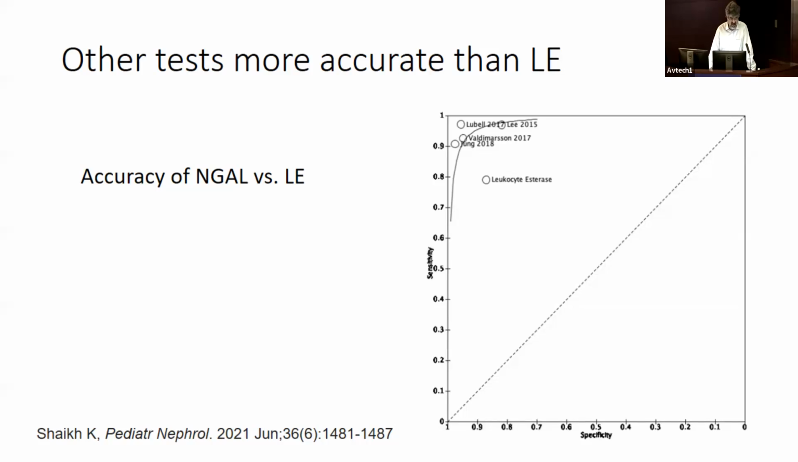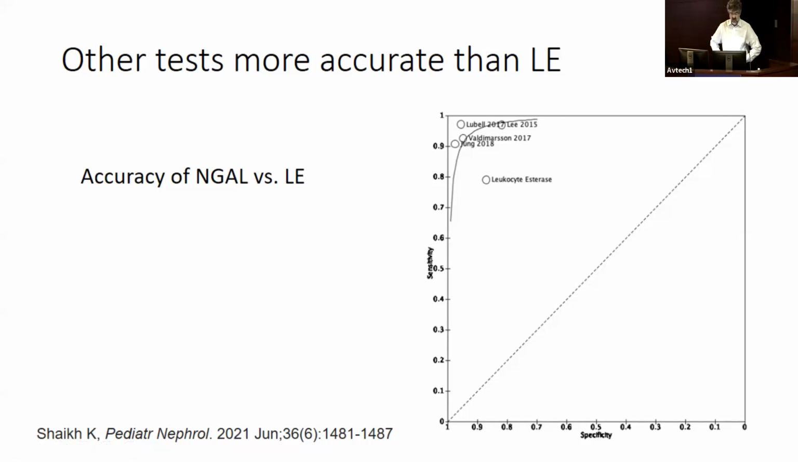So they looked at this test called NGAL, or neutrophil gelatinase associated lipocalin, in children with UTI, and you can see this test is performing much, much better. So these are the four studies that were available at the time, and this is the ROC curve. The closer you are to the left, the more perfect this test is, and you can see in some of the studies, this test is performing almost perfectly. You can compare it to the leukocyte esterase here, which is not perfect. It's around 70–80% accuracy.